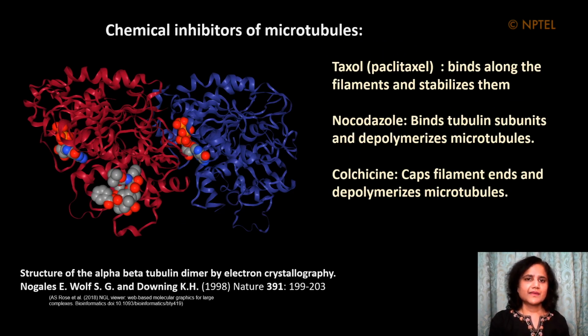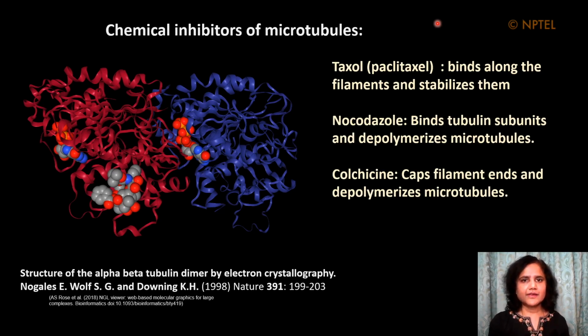So as I mentioned, there are certain chemicals which could be either synthetically derived or derived from natural sources such as plants that can bind and inhibit microtubule assembly or dynamics. For example, there's a drug known as Taxol or paclitaxel. It binds along the filaments and it stabilizes the filaments, in fact. And of course, the spindle is a dynamic structure, and spindle dynamics is important for its function and activity. So having a very strongly stabilized spindle and microtubules is detrimental.